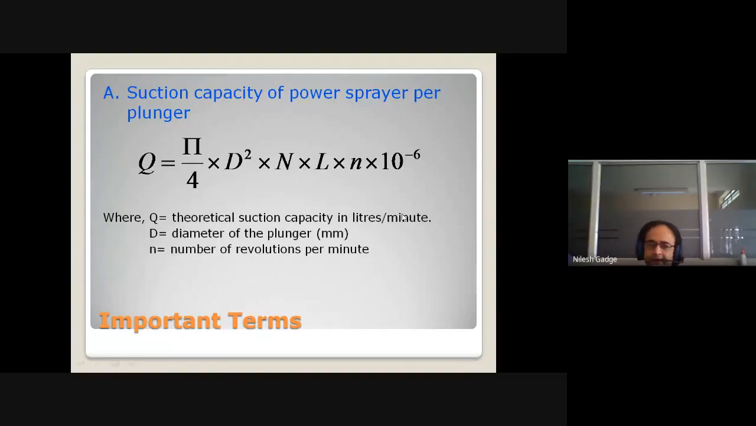If you have finished this term, writing the problem, then the next term, write down the L also. Okay, I have missed this L. L is a stroke length because it is the pump, so stroke length will be there. L is the stroke length in millimeter. So write down this.